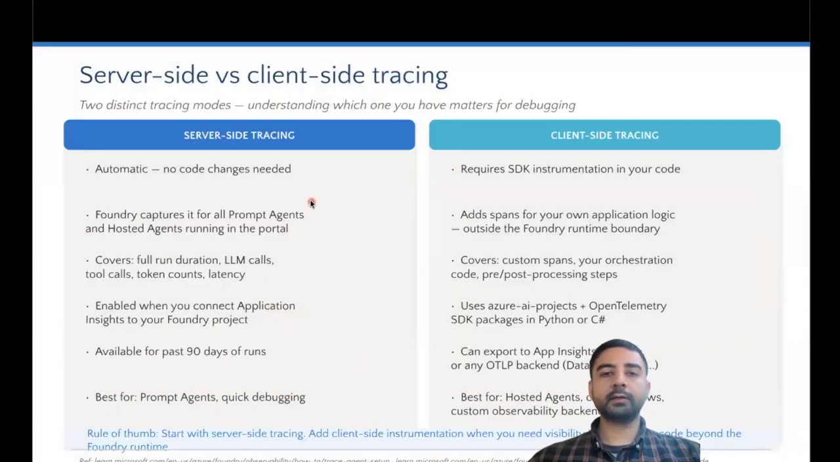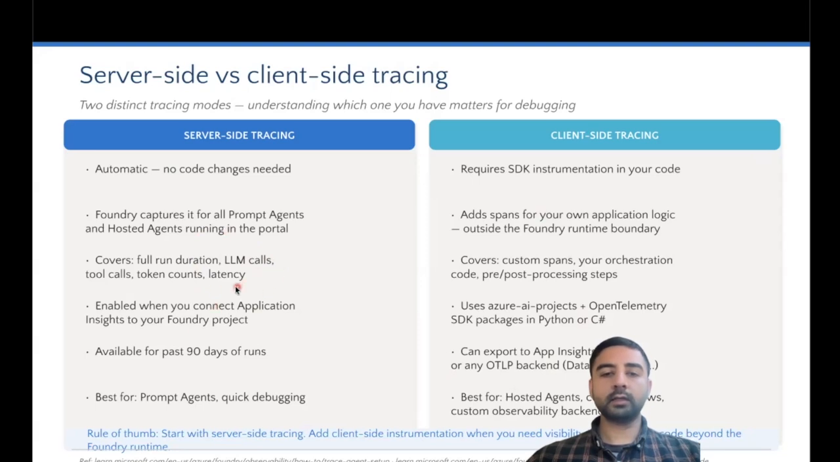And then the client-side tracing requires you to instrument your own code. It applies when you're running your hosted agent, so your own Python or C# application. The idea is that Foundry can capture what happens inside its runtime boundary, but it can't see what your application code is doing outside the boundary. So if you have pre-processing, custom logic, or your custom orchestration, then those aren't visible in the server-side tracing.